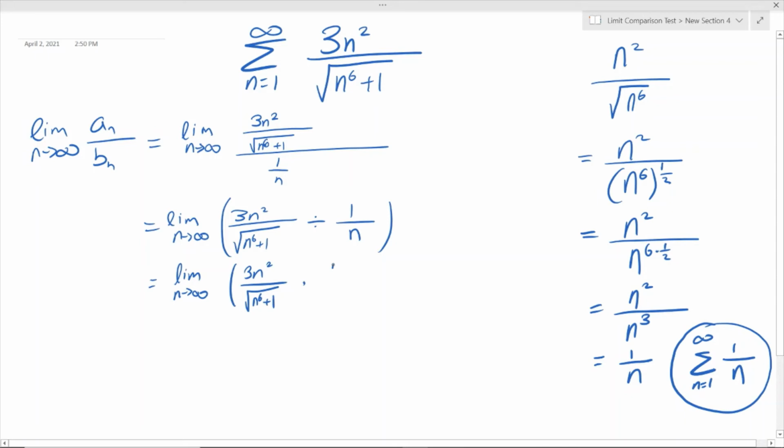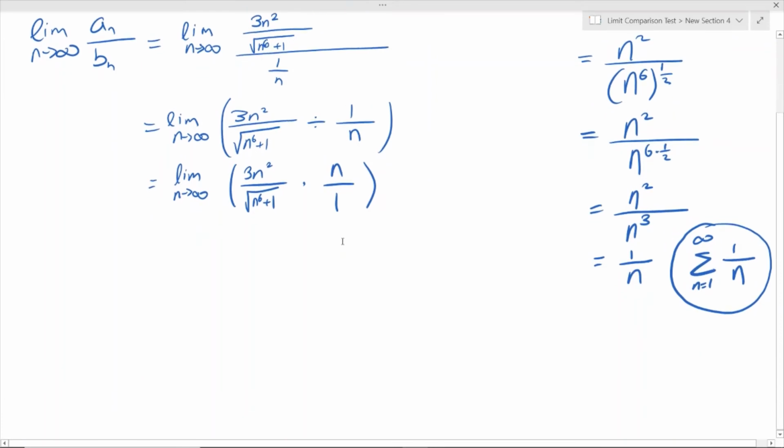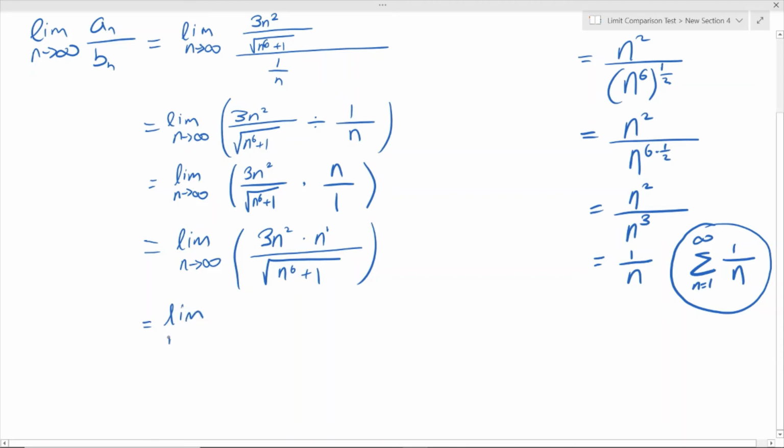We flip the second fraction when we change to multiplication, and we will get n over 1. Then we multiply these n's together in the numerator. So we are going to get 3n squared times this n, all over n to the exponent of 6 plus 1. Here, n squared times n is n to the exponent of 1, so we add these exponents according to exponent laws. 2 plus 1 is 3, so we get the 3 there.